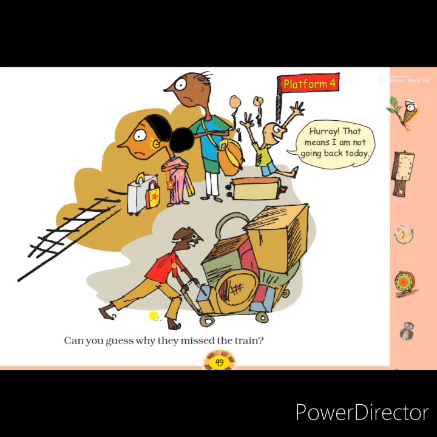Can you guess why the train was missed? Why did they miss the train? Students, it is explained on the next page. We will go to the next page.